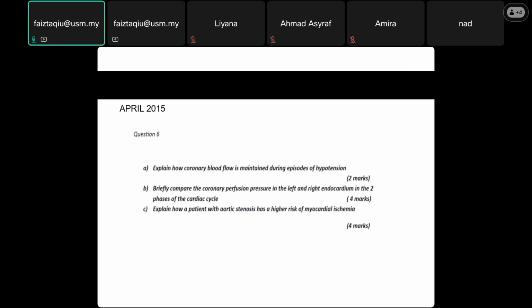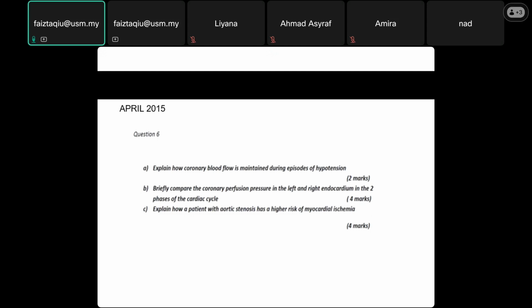For B tu, briefly compare the coronary perfusion pressure in the left and right endocardium. Actually, this one lah. Sorry, yang tadi I tunjuk dekat cardiac cycle tu. Yang ni lah. Actually, dia nak yang this one, bukan yang dia letak dekat. Sebabnya gambar ni ada dalam buku tu je. Dalam examiner report. Tak ada dalam buku ni. So, for the left endocardium, compare, so boleh buat yang same dengan difference lah.